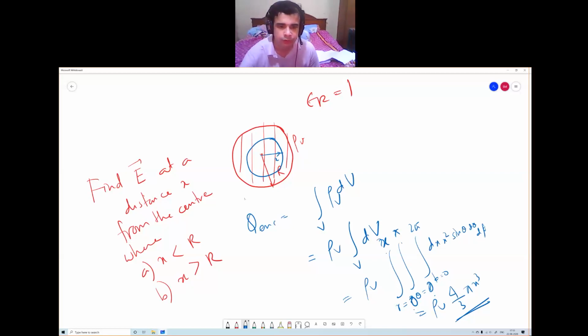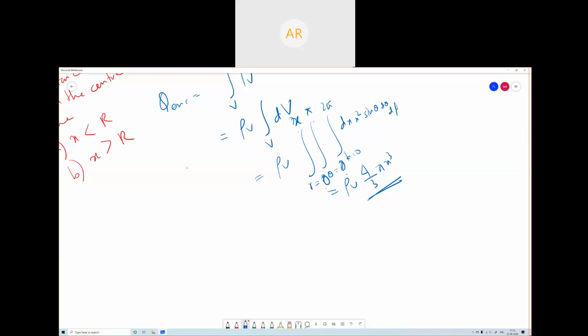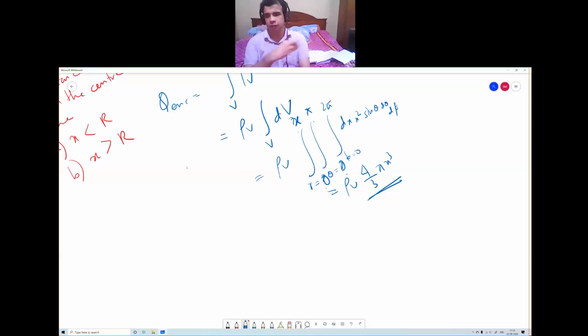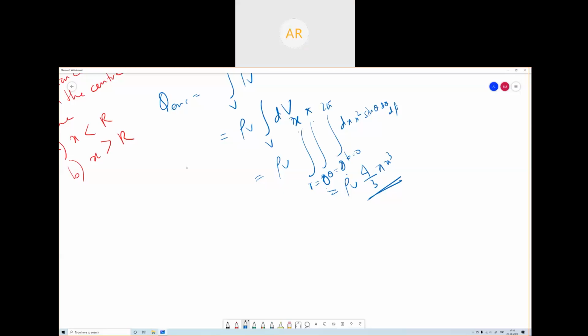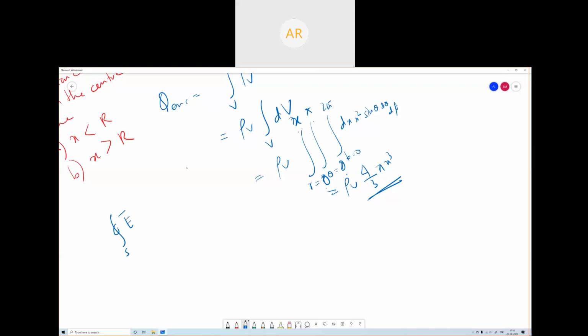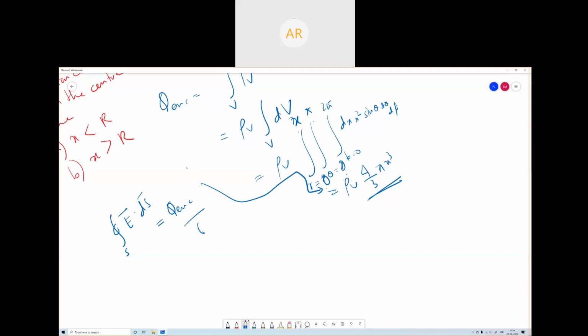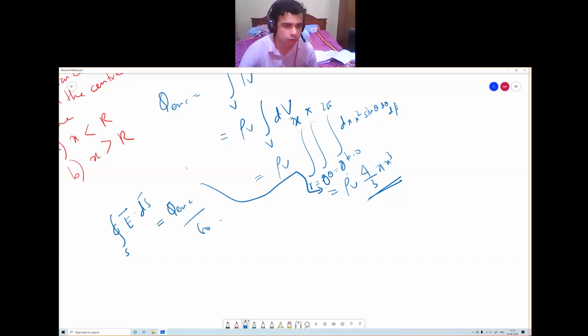So what will be the flux? E would be radially outwards. This is the right hand side of Gauss's law. What will be the left hand side? The flux through a surface, by symmetry, so closed integral of E dot dS is equal to Q enclosed, which we have just found, by epsilon naught. Okay, so this is unknown. What is this? E dot dS.